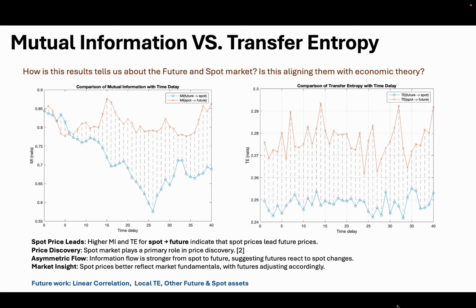On this slide, I'm going to discuss how both mutual information and transfer entropy help us understand the relationship between the future and spot market, and how this aligns with economic theory. Starting with the result, we can see that both mutual information and transfer entropy are higher for spot to future compared to future to spot. This means that the spot price leads and contains more useful information for predicting future price movement.